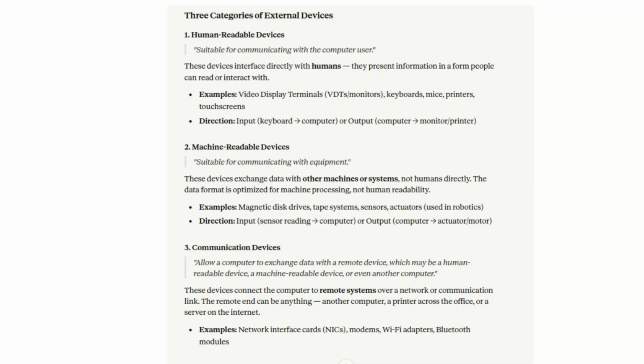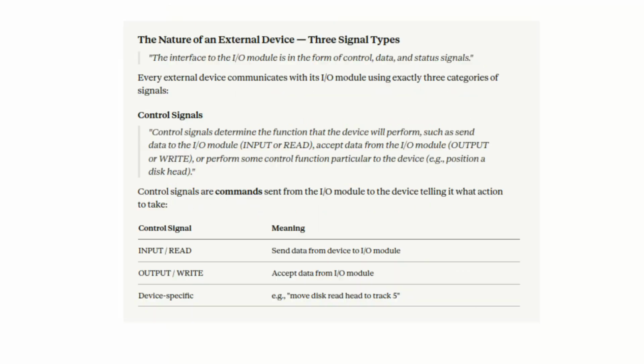The communication device allows the exchange of data with remote devices, and those remote devices can be human readable devices, machine readable devices, or even other computers. So these devices connect the computer to a remote system. Examples are Wi-Fi adapters, network interface cards, Bluetooth and all.